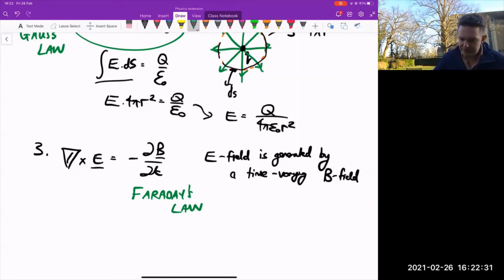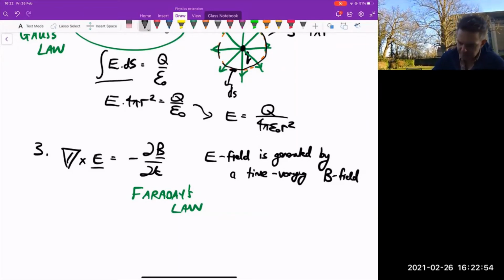Okay, so just because it has this mathematical notation, it gets away from the actual physics, right? What I want to focus on today is not the mathematical symbology. I just want to talk to you about physics and what these mean. So this means Faraday's law: E field is generated by a time varying B field.